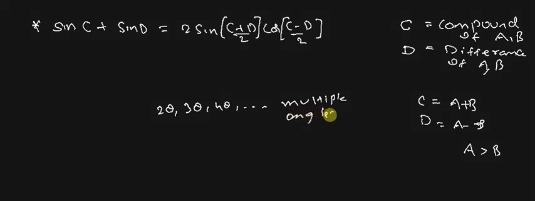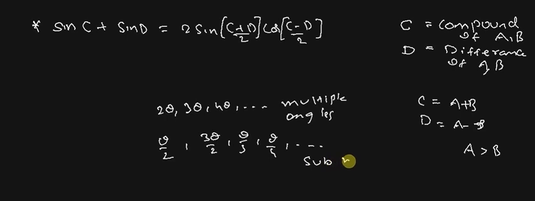Multiple angles. And theta by 2, 3 theta by 2 or theta by 3, theta by 4 and so on are called submultiple angles. So it is called submultiple angles.